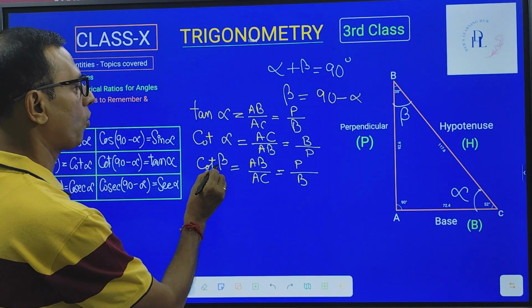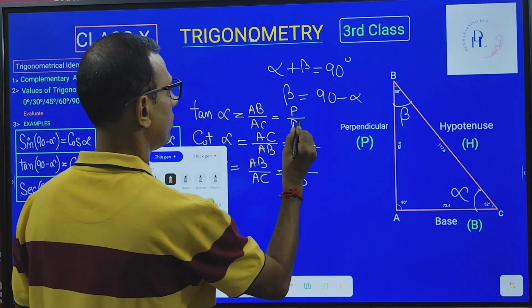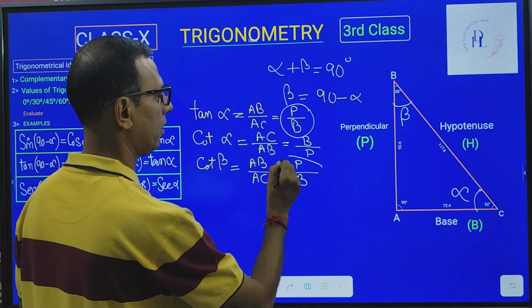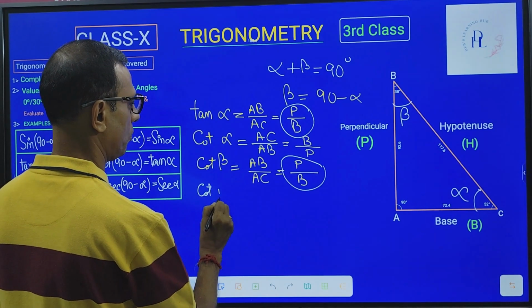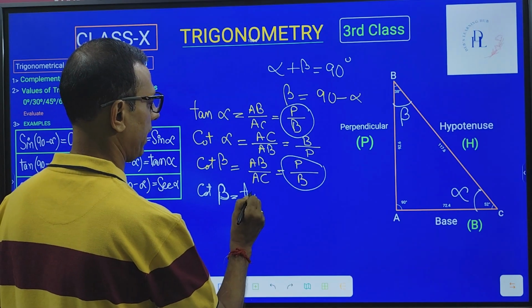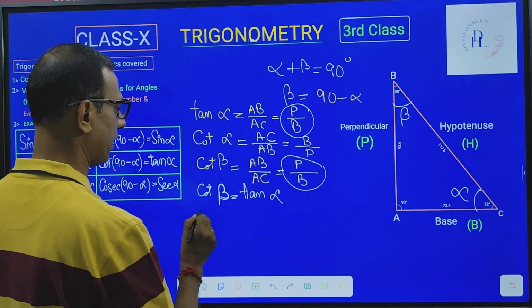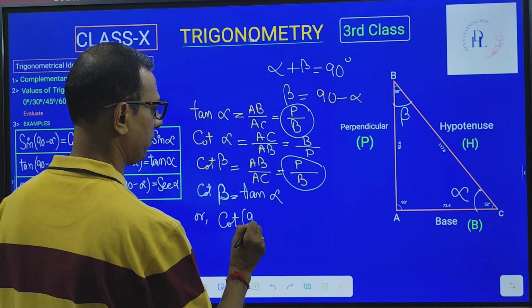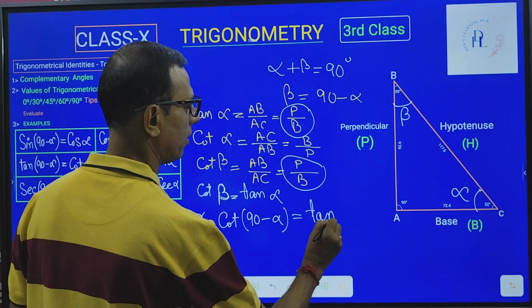So what is happening? Cot beta equals tan alpha. This is tan alpha and this is cot beta. These two are equal, right? So cot beta equals tan of alpha. So what is beta? Beta equals 90 minus alpha. That means cot of 90 minus alpha equals tan alpha.